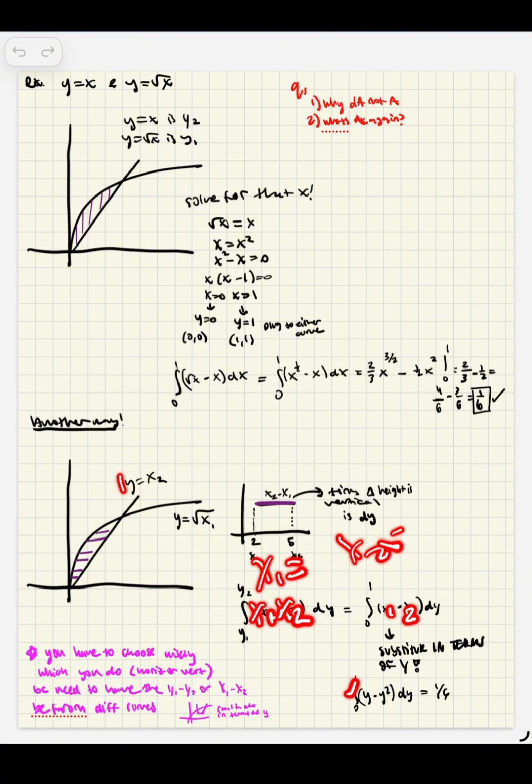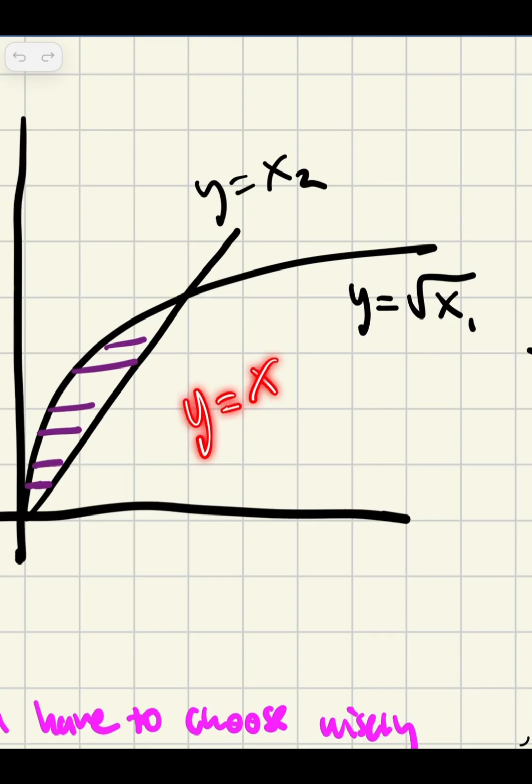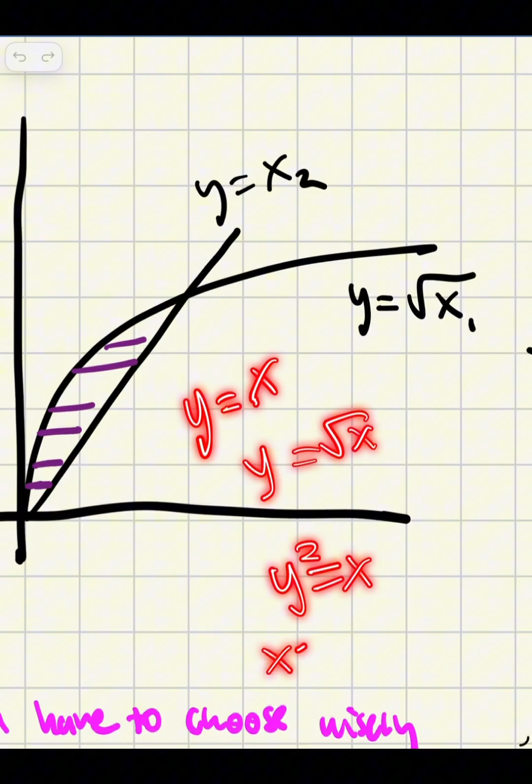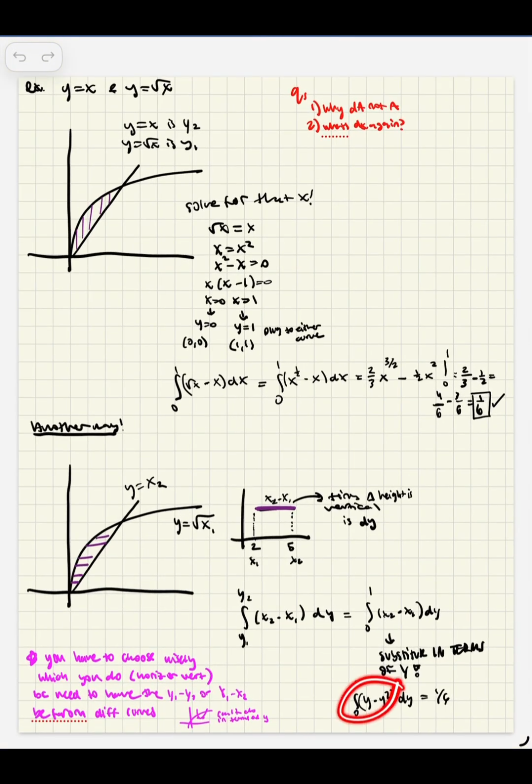When you're given the equation, we need to say something. Like if y equals x, in that case, that's really easy. But if y equals root x, you need to square both sides and say that y squared equals x. So x equals y squared. So that now when you substitute in, you'll substitute in as y squared, as you can see here. It will be y minus y squared.